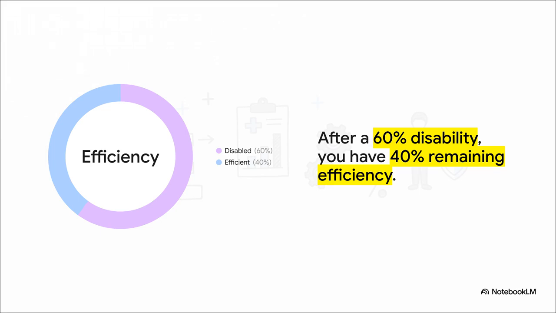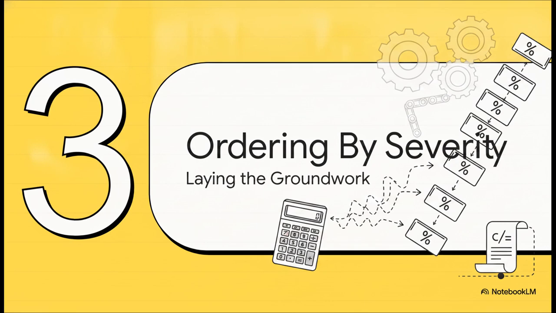According to the rules, if you start out as a 100% efficient person and you have a 60% disability, well, you are now considered to have 40% efficiency remaining. That 40%, that's your brand new baseline. Any subsequent disability isn't going to be subtracted from a full 100% anymore. It's only going to be subtracted from that 40% efficiency you have left over. So, how do we line these up?